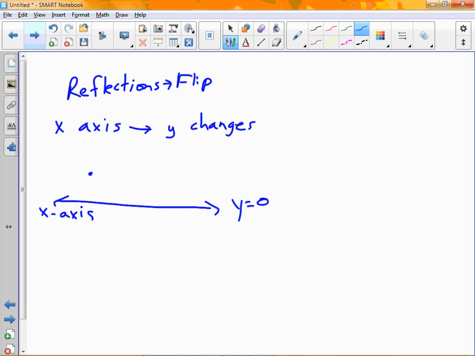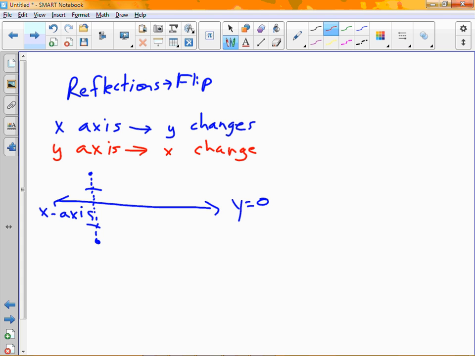So if I want to flip that thing across the x-axis, look, this guy right here is going to be the same distance on the other side, so it's going to stay on this vertical line. So as it flips across the x-axis, x doesn't change. Y changes. Now, logically, what does that mean when you flip around the y-axis? That's right, x changes.